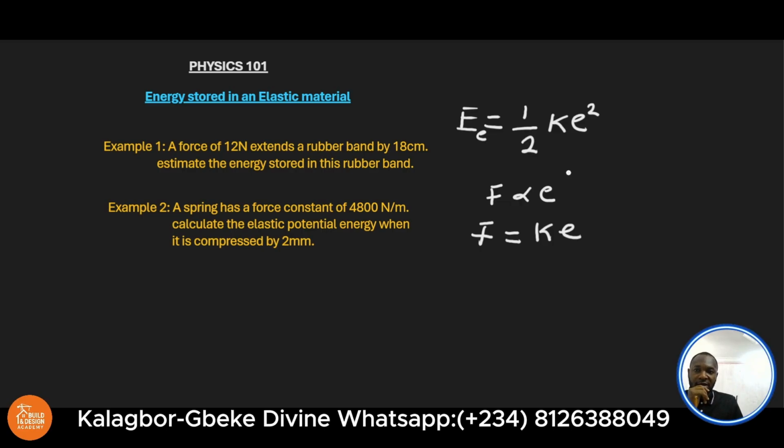Good day, everyone. Today we'll be looking at energy stored in an elastic material. So we know that energy stored in an elastic material, also known as E subscript E, is equal to 1 over 2 K times e squared, where K is the stiffness constant, and where our force is proportional to extension from Hooke's law, and it can also be written as force F equals K times e. So if we substitute force into this equation, we can also write the equation to be E subscript E is equal to 1 over 2 F e.